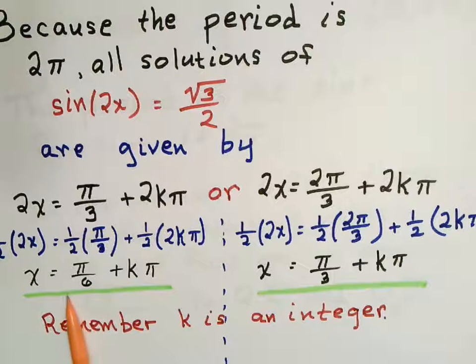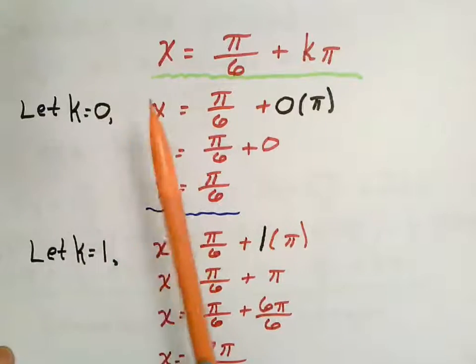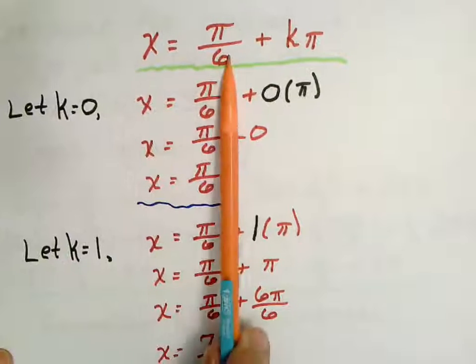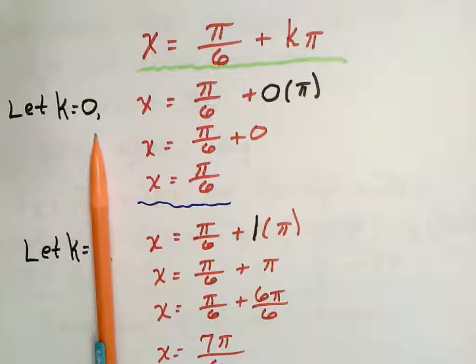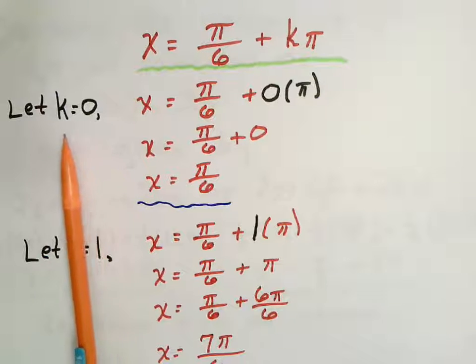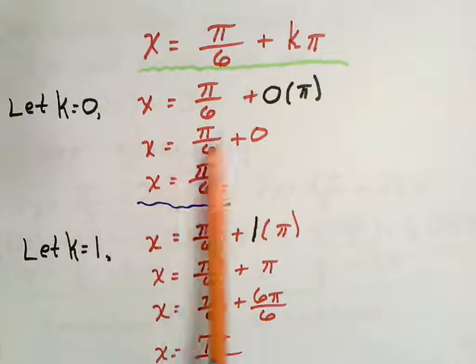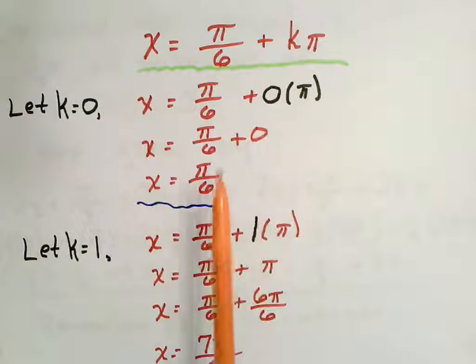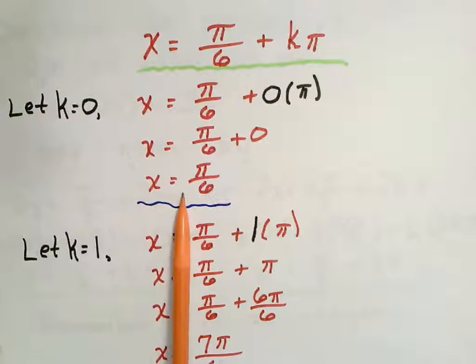We're going to use, first of all, the first equation here. So we have x is equal to pi over 6 plus k pi. We're going to let k equal 0. Remember, the interval is between 0 and 2 pi. That's why we're not using any negative k's. So when we substitute 0 for k, we get pi over 6 plus 0, which is pi over 6 for x. That's one value.